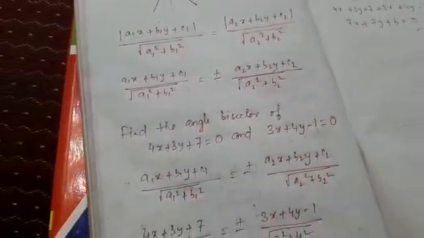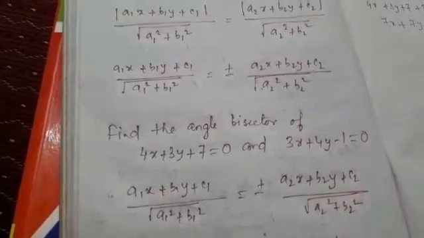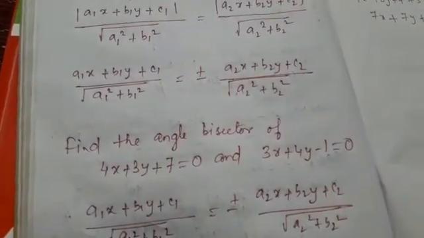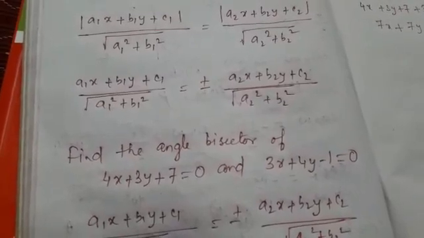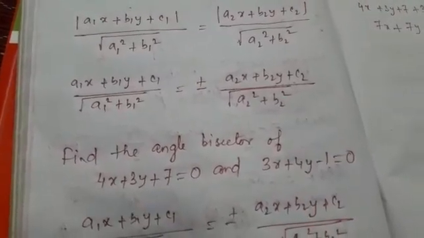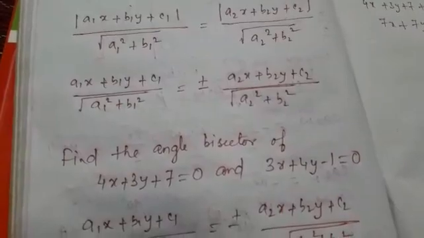Now see one question, you will understand how to apply the formula. The question is: find the angle bisector of 4x plus 3y plus 7 is equal to 0 and 3x plus 4y minus 1 is equal to 0.